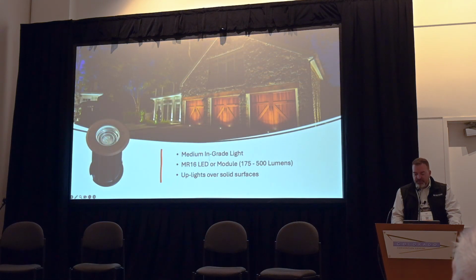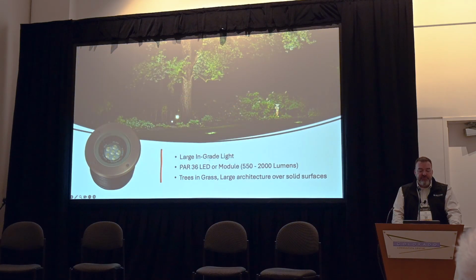Medium in-grade uplights are great for architecture where you don't have the ability to put a stake in the ground. So you're core drilling, you're running cable underneath concrete, and you're inserting those lights to work like you would with a stake mount. And then even for high output, much like that high output light where you're getting 550 to 2,000 lumens, for big trees in grass, obviously you're not going to put a spotlight out there, it's going to get destroyed. So you put in something that lawn equipment can safely go over the top of.